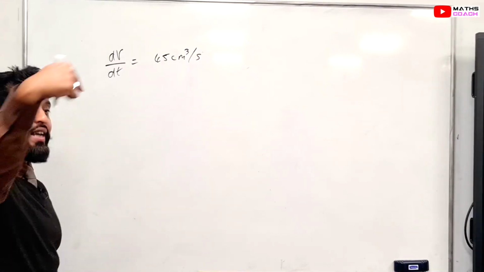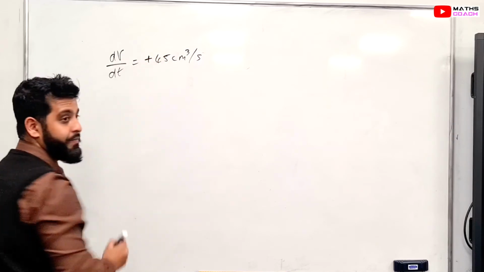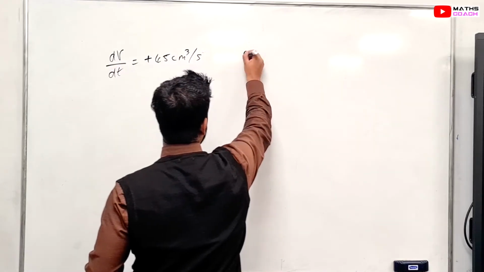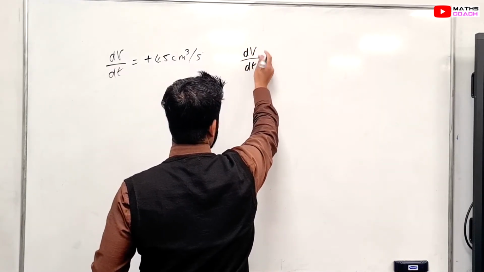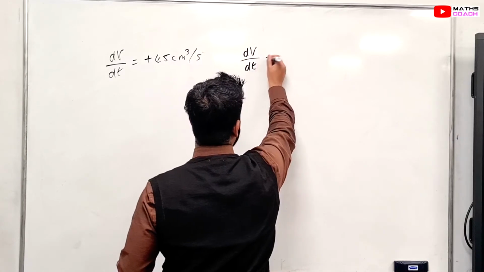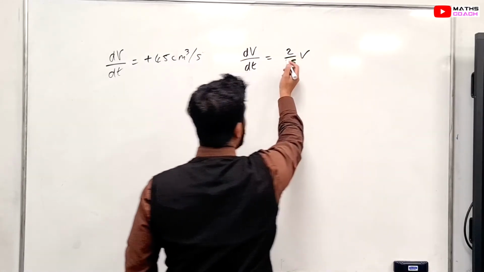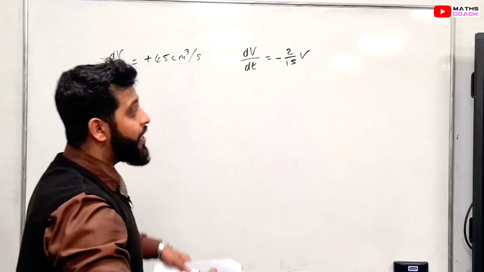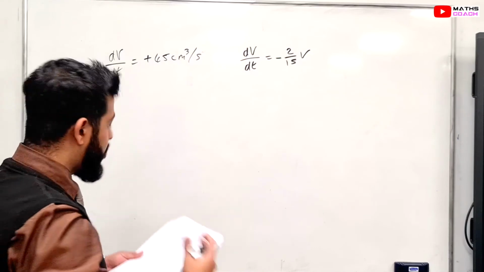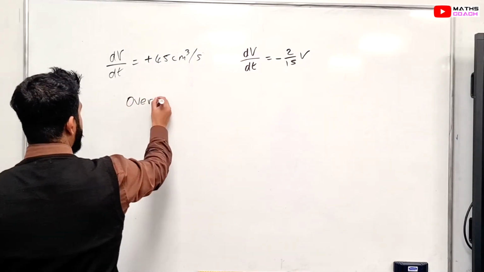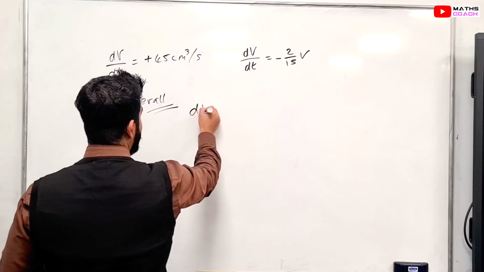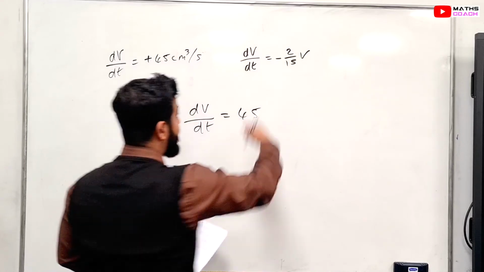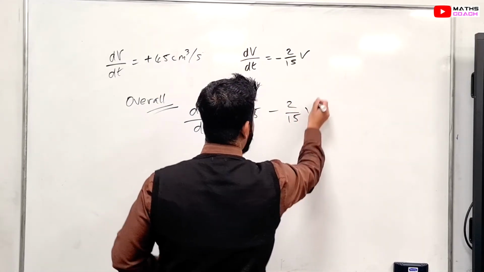Now, because it's going into the container, we are going to use the plus sign, because there's also a leak on the container, and the rate that the leak is happening, so the volume is changing with respect to time, is 2/15 V. Now, because it's a leak, it's leaving the container, so we're going to use a minus sign. So in total, the overall rate of change is going to be dV/dt equals 45, the rate that is going in, take away 2/15 V.